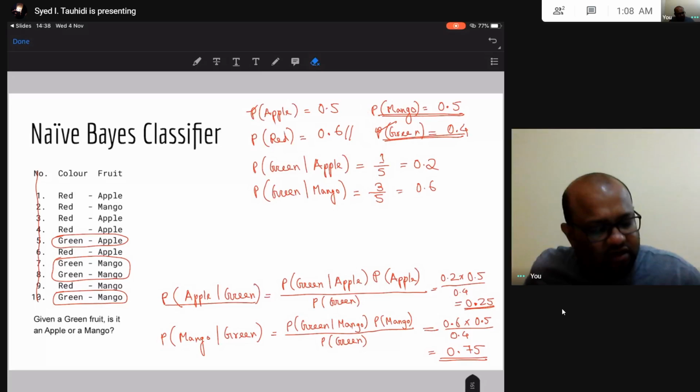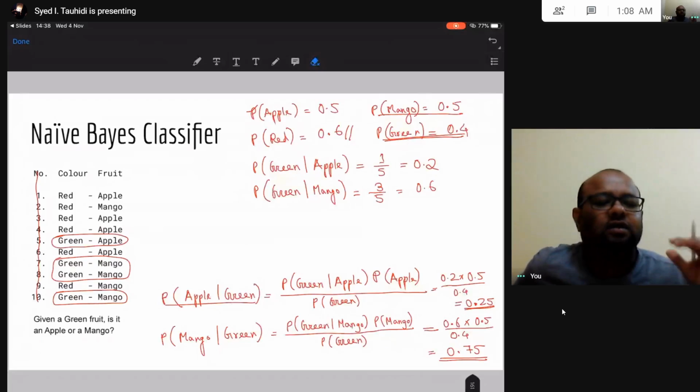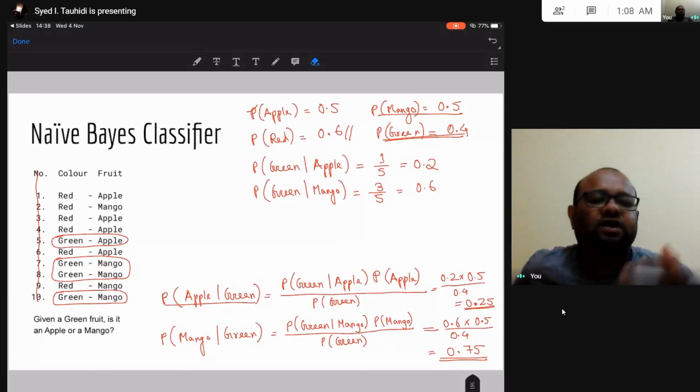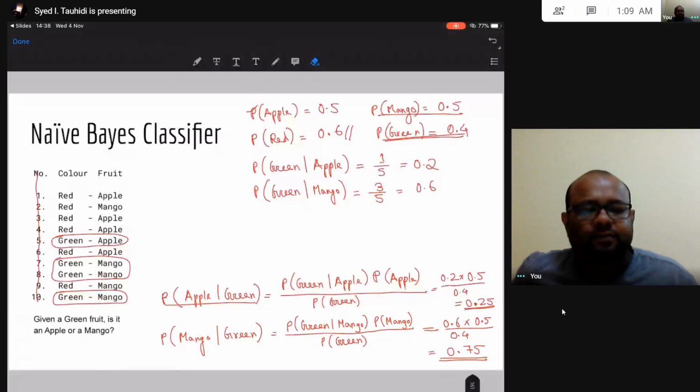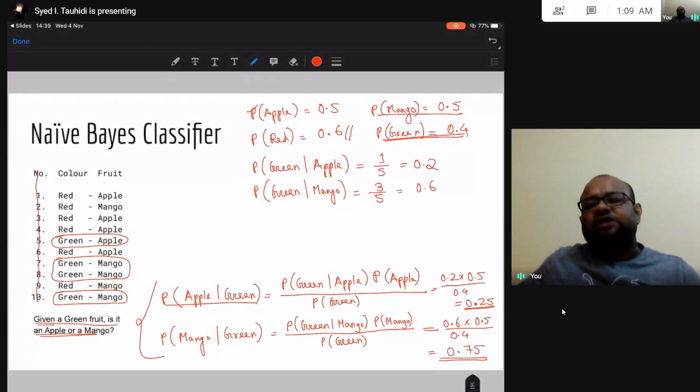This is very important. Not only in naive Bayes, but in any algorithm, the data set that I use to make predictions about the world should be representative of the world. We don't say world, we say population. This sample data should be representative of the population data. More technical terminology. So this is what I have. This is how I have answered this question: given a green fruit, is it an apple or a mango? Alright, so far so good.